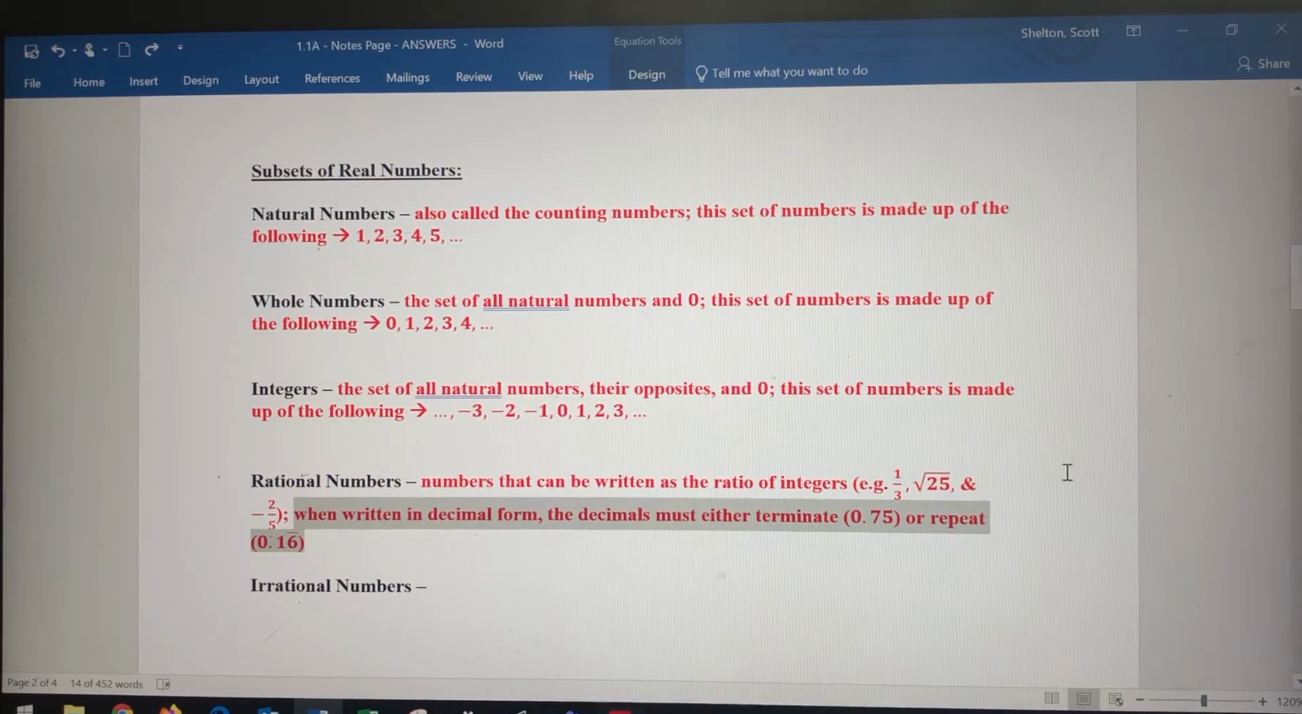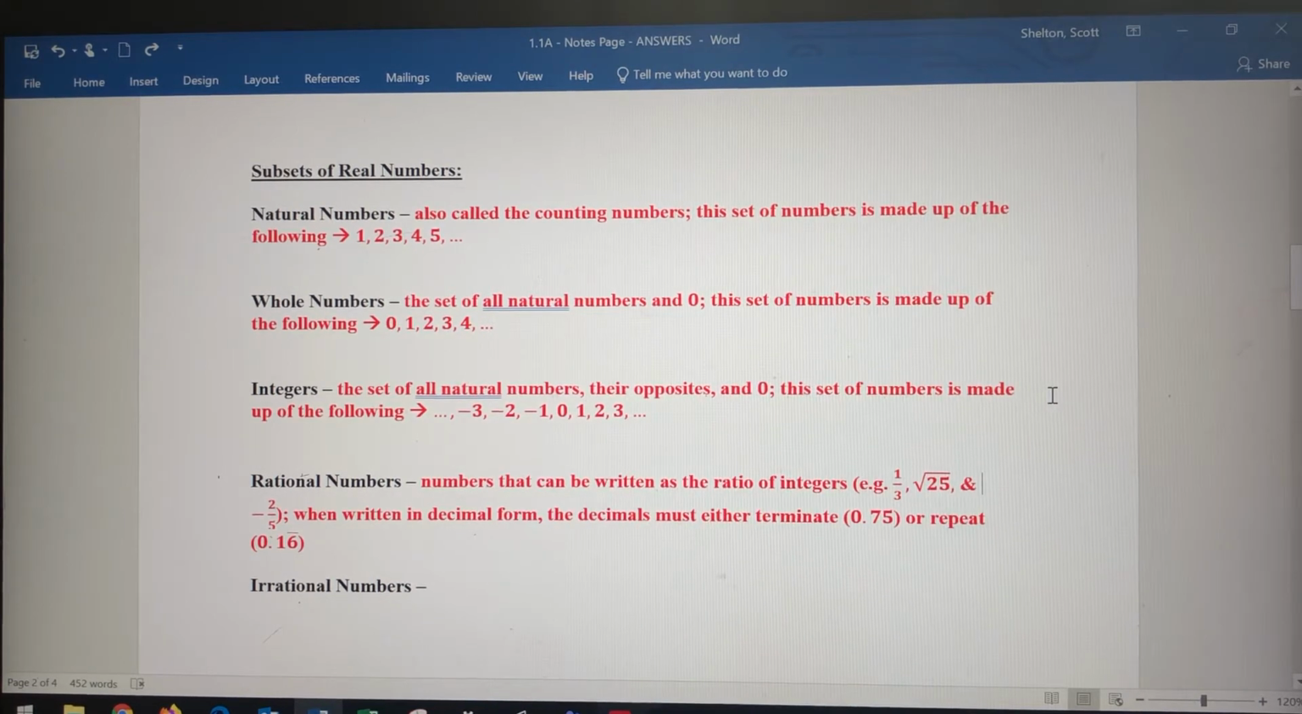Now, one thing you can kind of use to help you here, if you write rational numbers in decimal form, the decimals are either going to terminate, okay, like 0.75, which stops there. That would be like 3 over 4 is 0.75, or repeat, okay? So 0.16 repeating, all right? Now if you want to look up here, 1/3 would be 0.3 repeating, so it repeats forever. Radical 25 terminates, it's 5.0, and -2/5 terminates, it's -0.4, okay? So those are rational numbers.